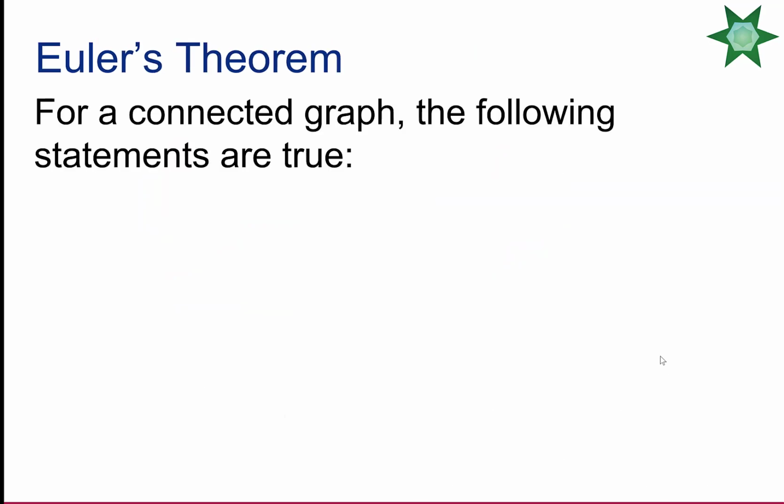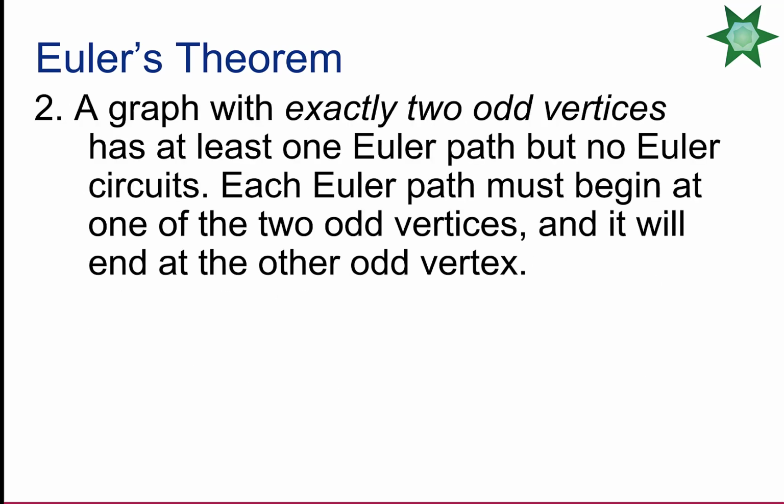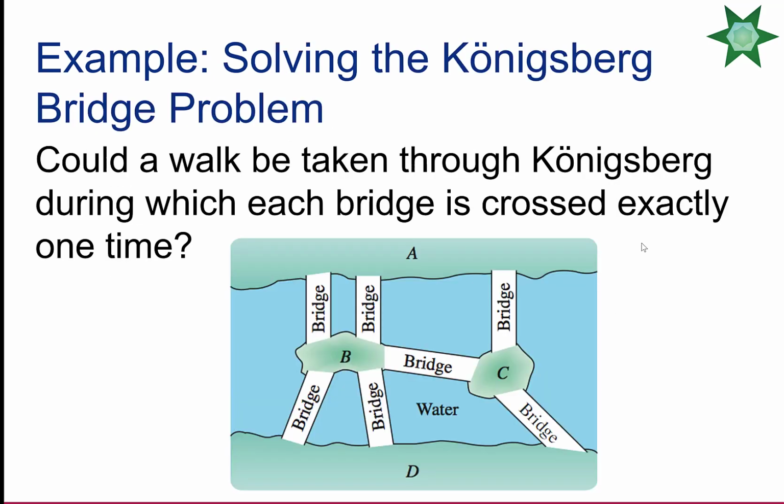Euler's theorem tells us for a connected graph, the following statements are true. A graph with no odd vertices, that means all the vertices are even, has at least one Euler path, which is also an Euler circuit, and it can start and end at any vertex. A graph with exactly two odd vertices has at least one Euler path, but no Euler circuits. Each Euler path will begin at one of the odd vertices and end at the other one. A graph with more than two odd vertices has neither an Euler path nor an Euler circuit.